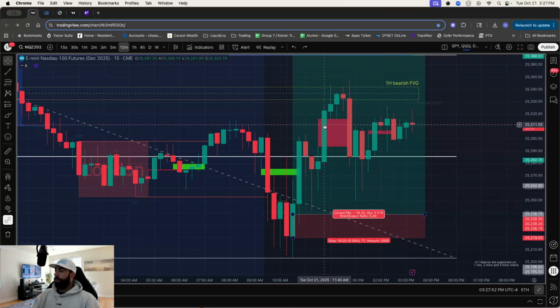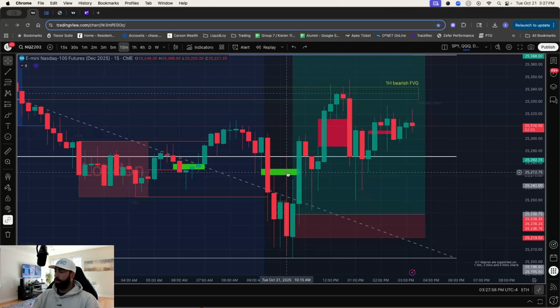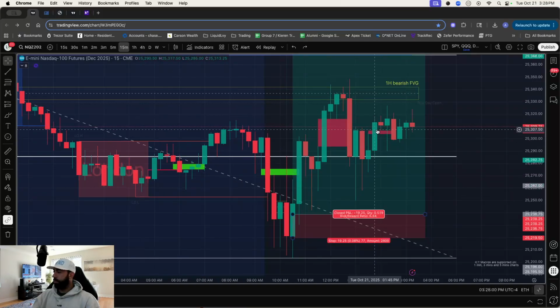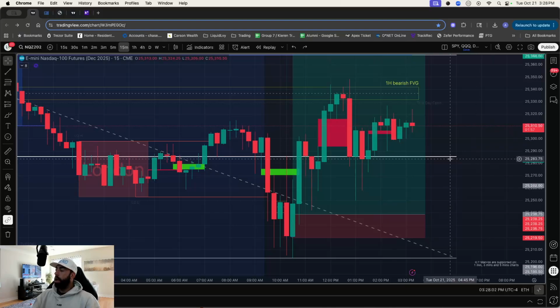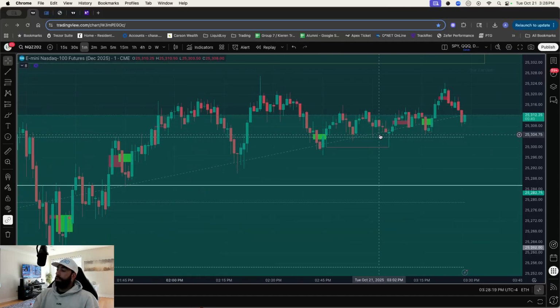So basically, fair value gaps, aside from identifying them with their three candle pattern and having no wicks beside, so there's a little gap there, little gap there, little gap here. Aside from that, it just is a display of order imbalance where the buyers or the sellers are vastly outperforming the other on whatever time frame. So you can see there's fair value gaps on the 15. There's going to be fair value gaps on the minute.